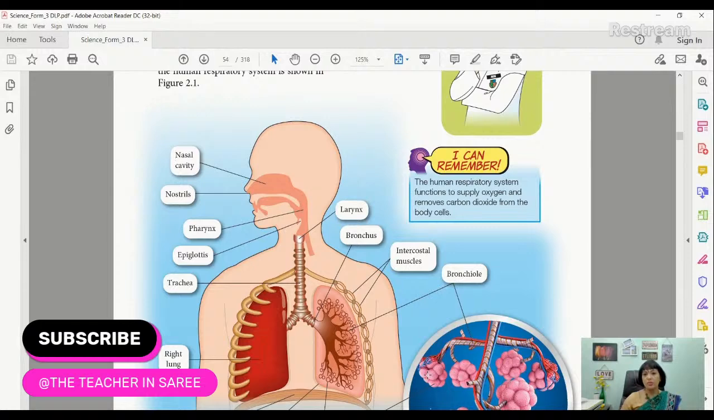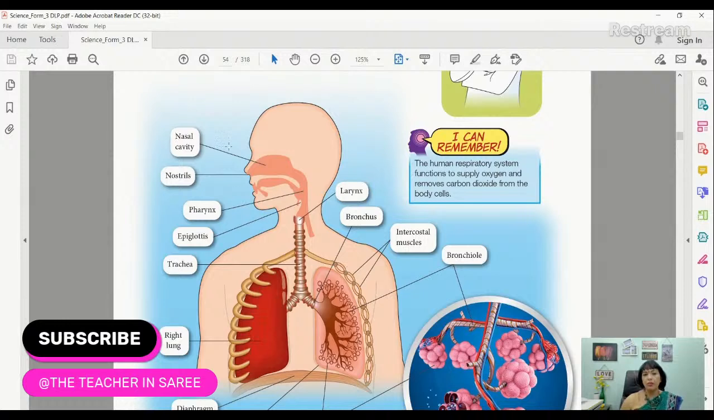So this is the most important document in science. You have to see what the anatomy parts of it are. We have the nostrils. Basically our inhaled and exhaled air comes through the nostrils, right?